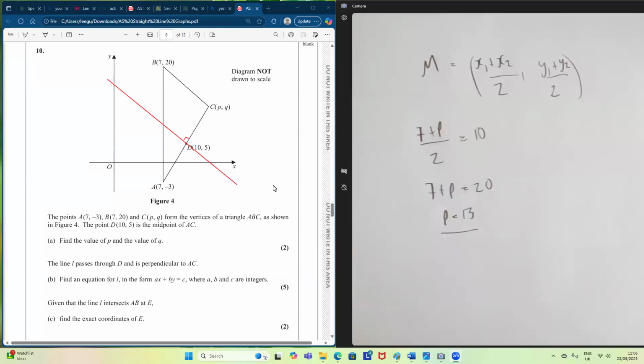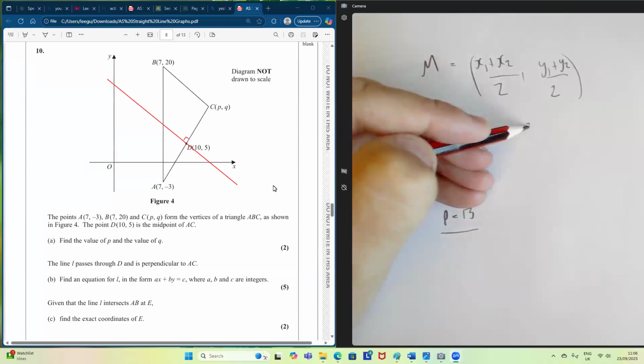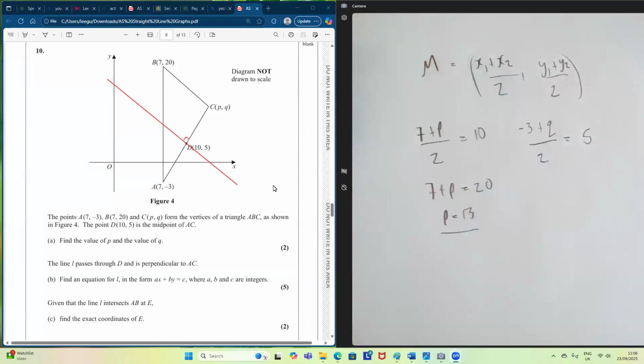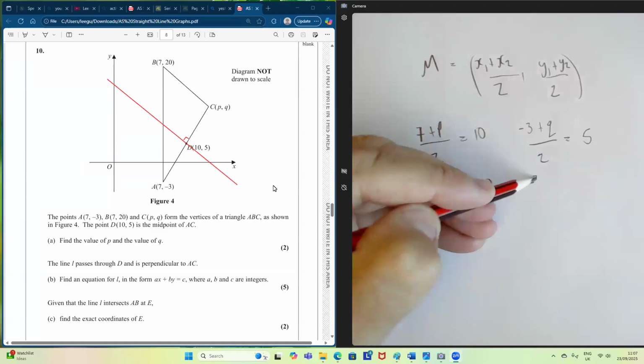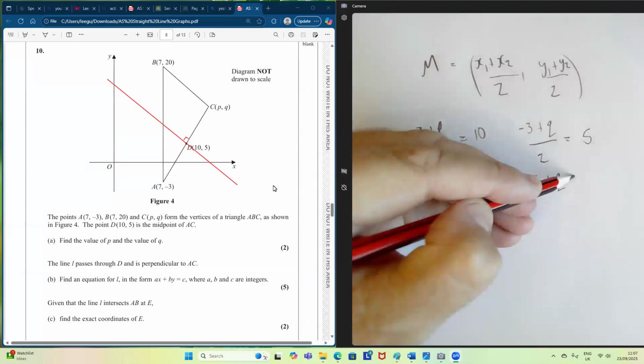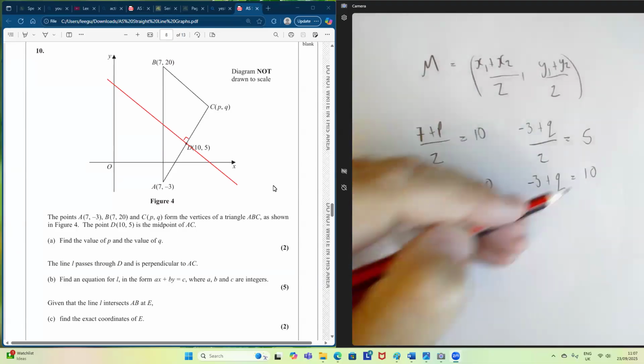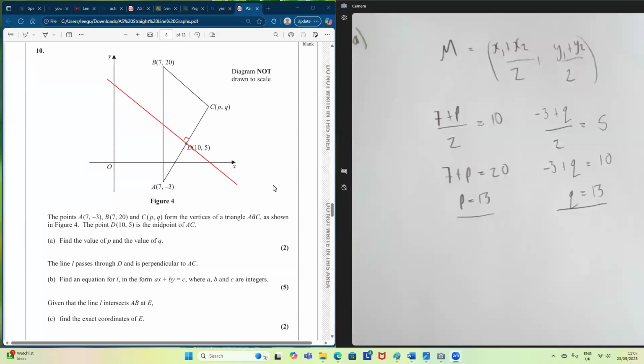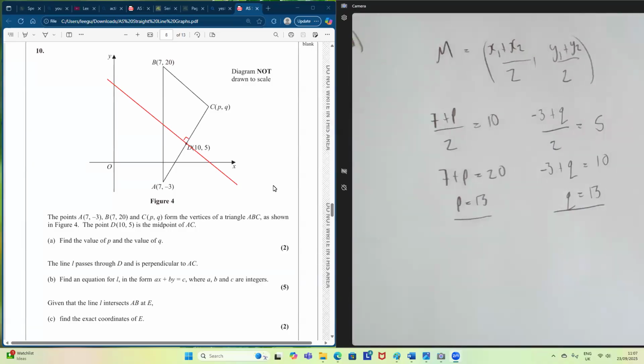We'll do the same now with the y coordinate. With the y coordinate, we have that (-3 + q)/2 is equal to 5. So we're going to times that by 2. So -3 + q is equal to 10. So therefore q is equal to 13. So we found our p and q. That is the answer to part a.